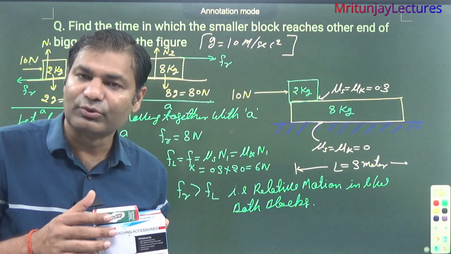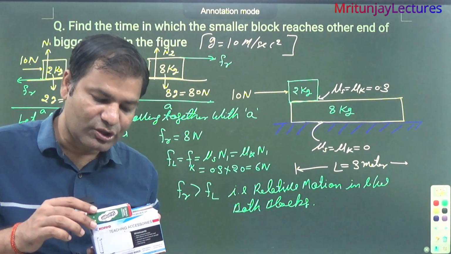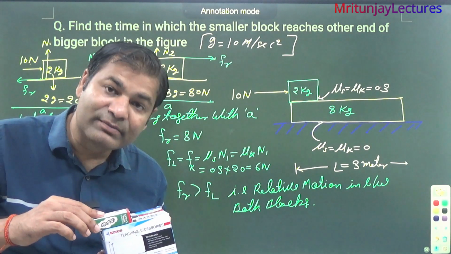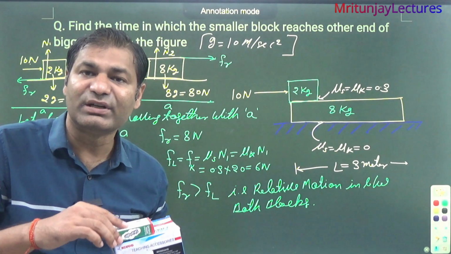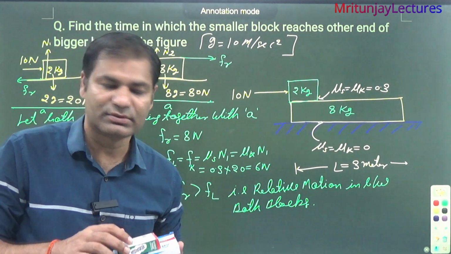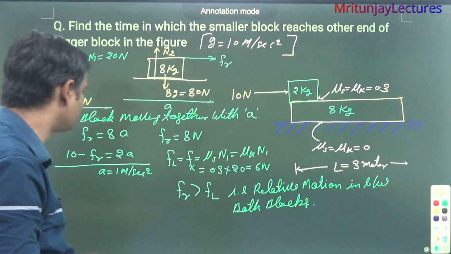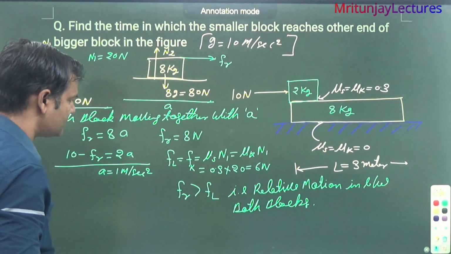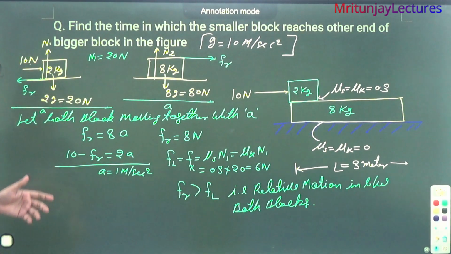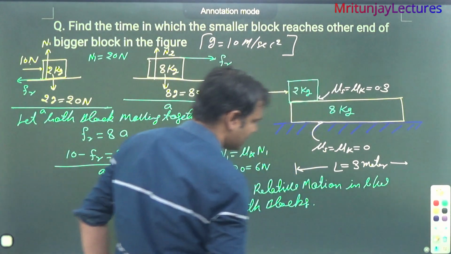Okay, both are not moving with the same acceleration. So both are moving in the upward direction but with different acceleration. So you can say relative motion is possible in between these two. Okay, clear or not? So you can say that. Now first of all make it, after that we discuss another diagram.